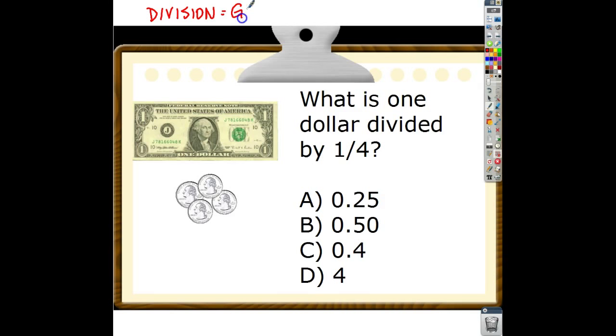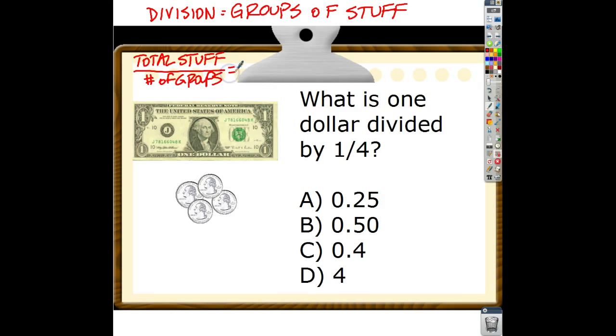is when we have groups of stuff. What it's going to look like is I have the total stuff, and what I do is I divide it into a number of groups. And if I do that, then my answer is how much stuff is in each group.